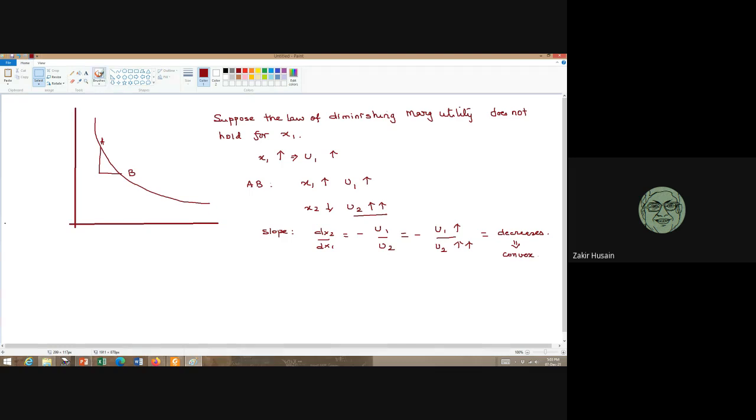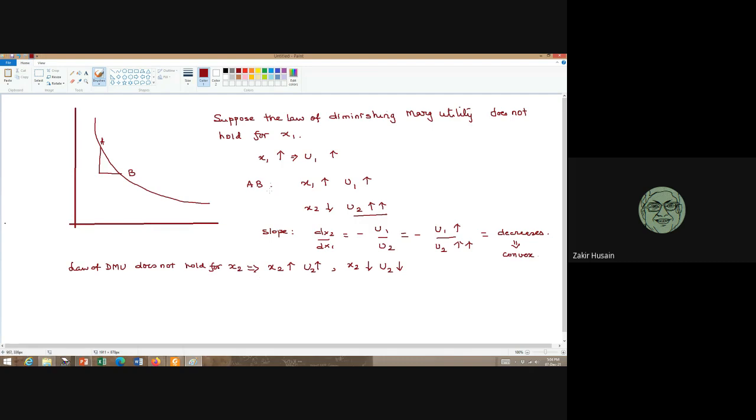Okay. Now let's check the opposite case also. Suppose the law of diminishing marginal utility does not hold for x2. So this implies that x2 increases, u2 will increase, and if x2 falls, what will happen to u2? It is also going to fall.